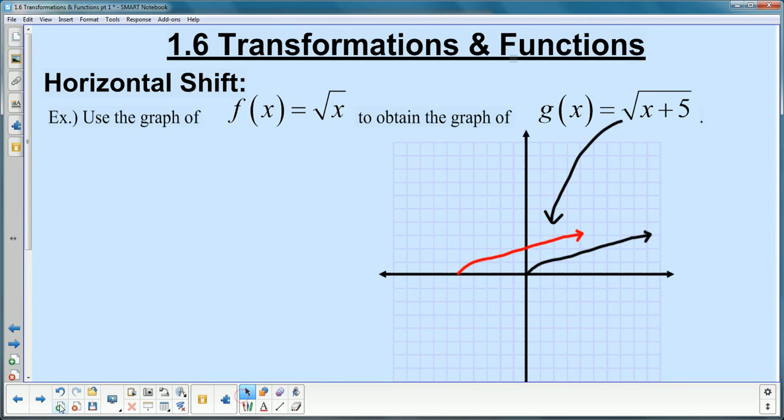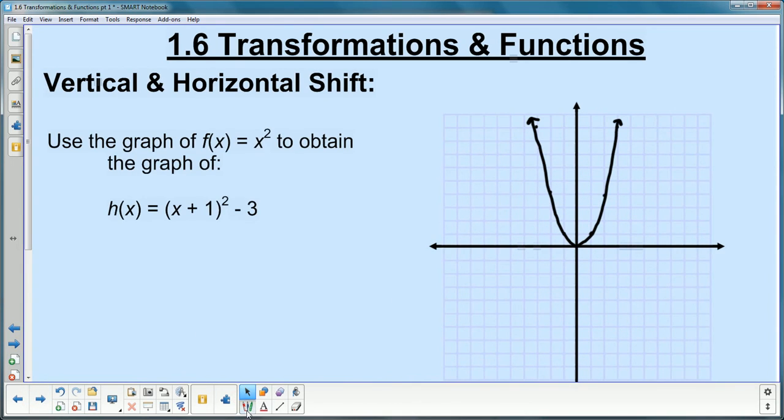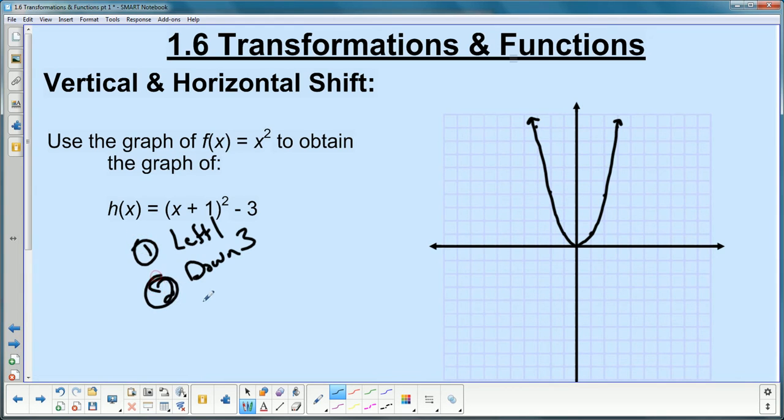All right. Then we could also do multiple ones. So this would tell us to go left 1 and down 3. Now, I wrote left 1 down 3 first because I'm working my way inside out, and that's the way we want to do these. Always work inside out. It's kind of like order of operations. Start in your parentheses, then you do multiplication, so on and so on. All right, so left 1 down 3.